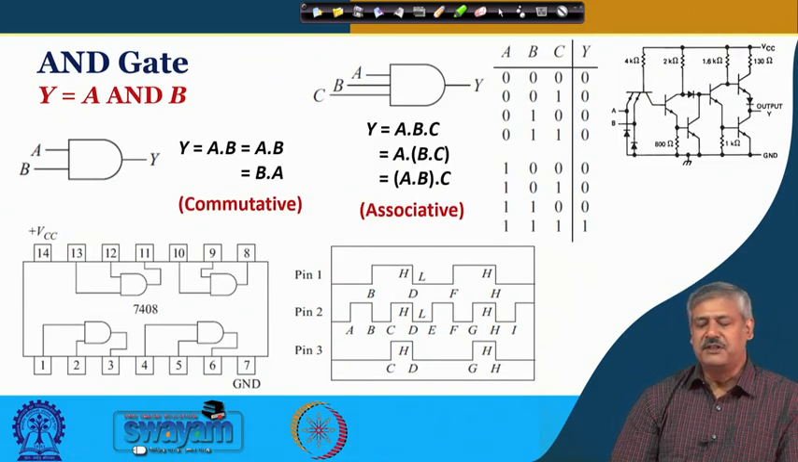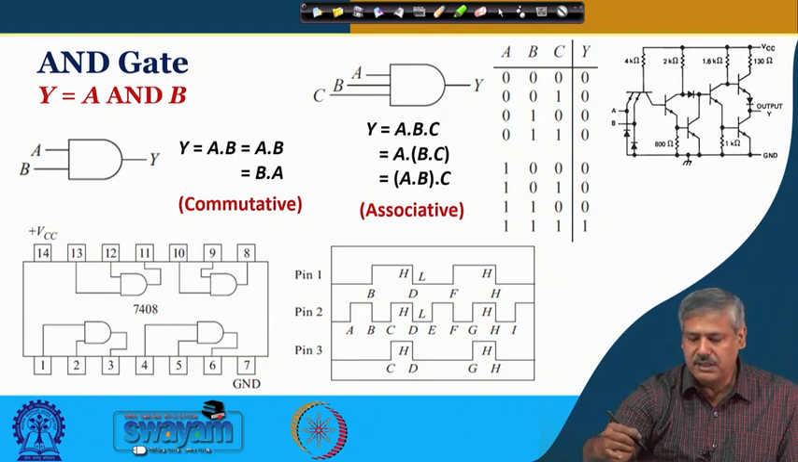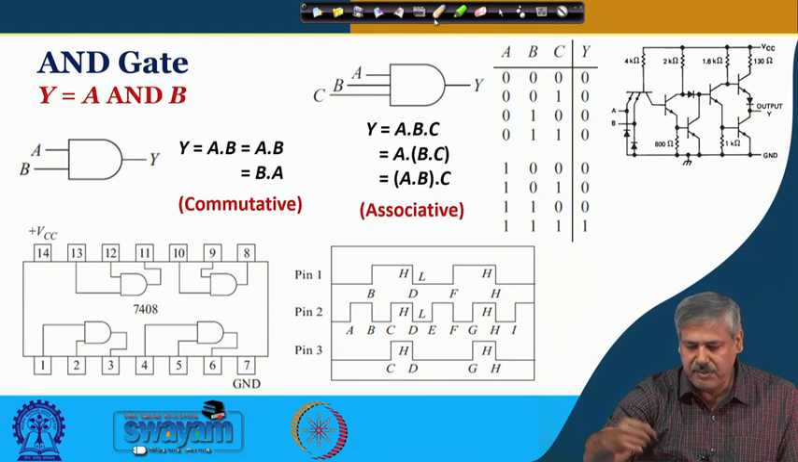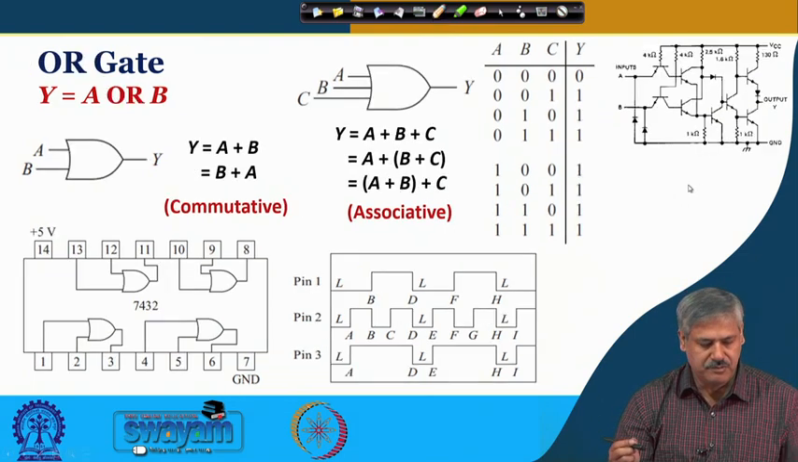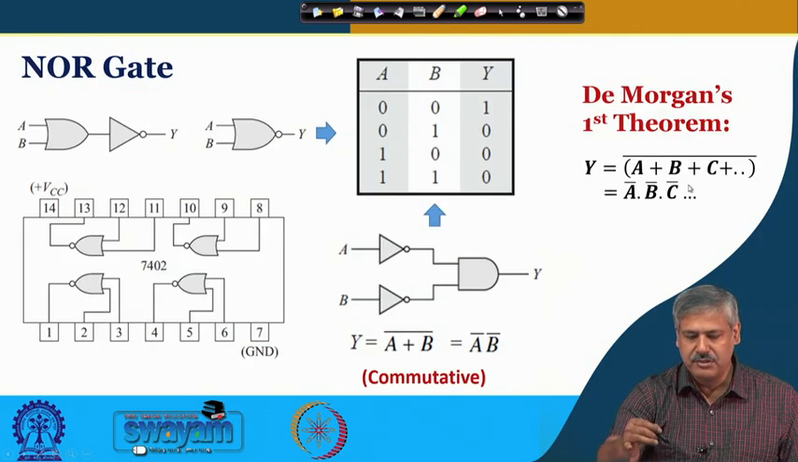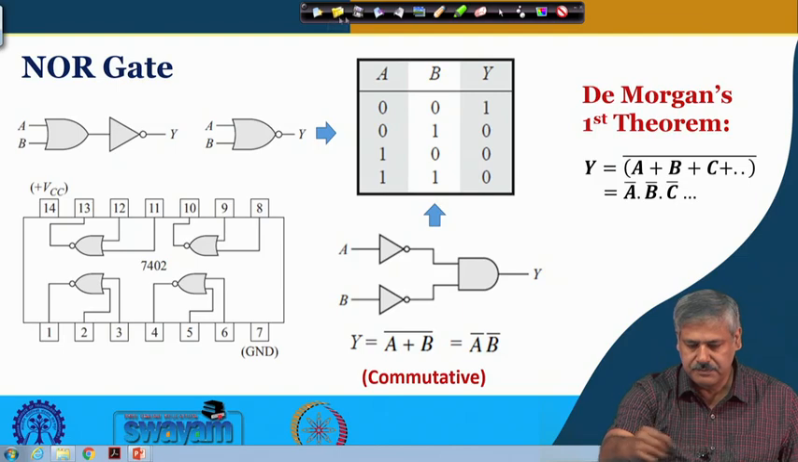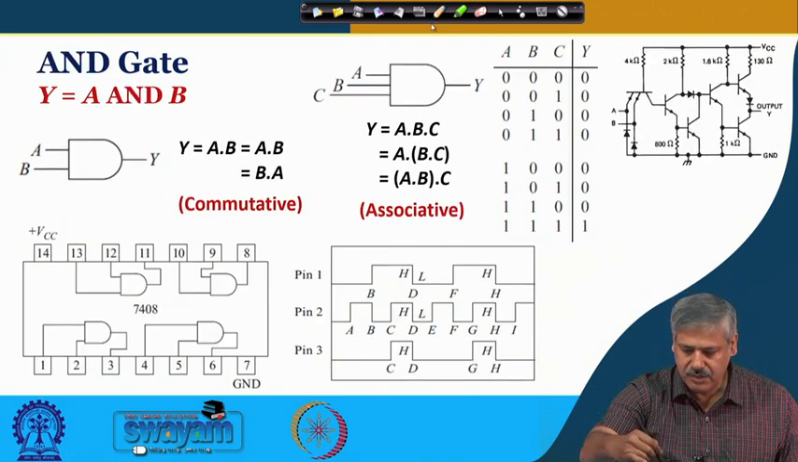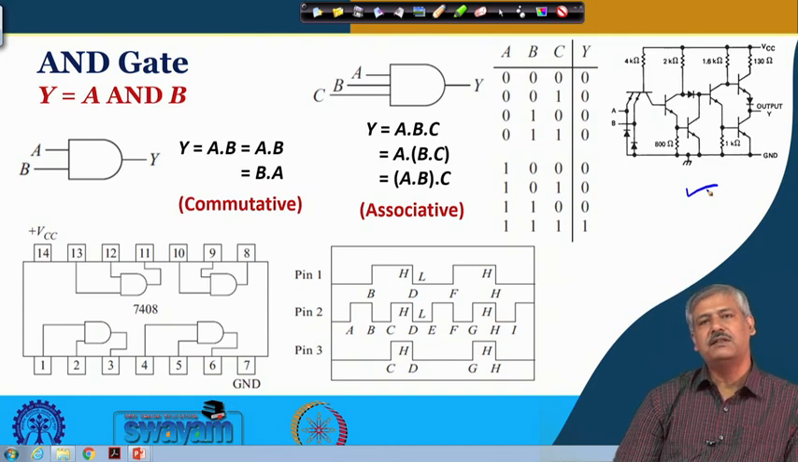Now, we look at the representation of the AND gate. Again, if you look at the circuit diagram, you will have a circuit in the TTL space, which looks something like this.